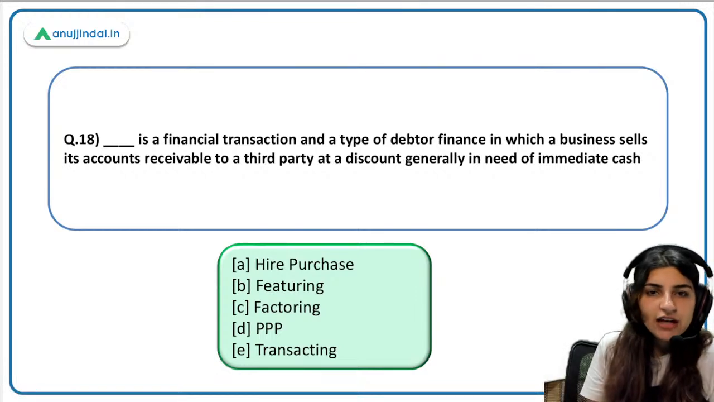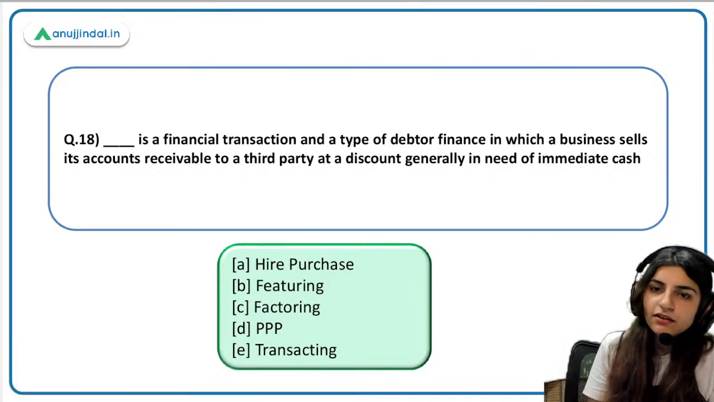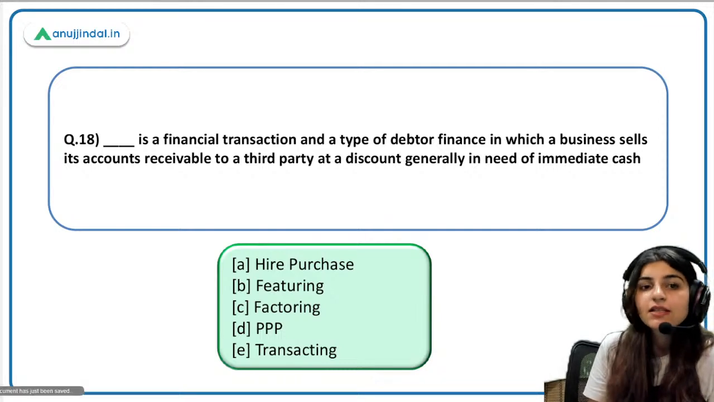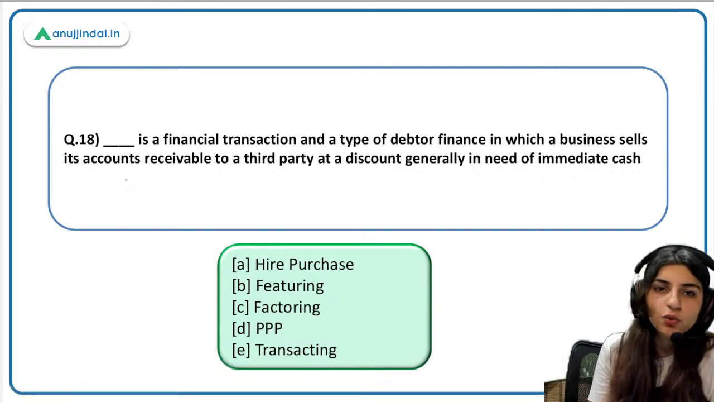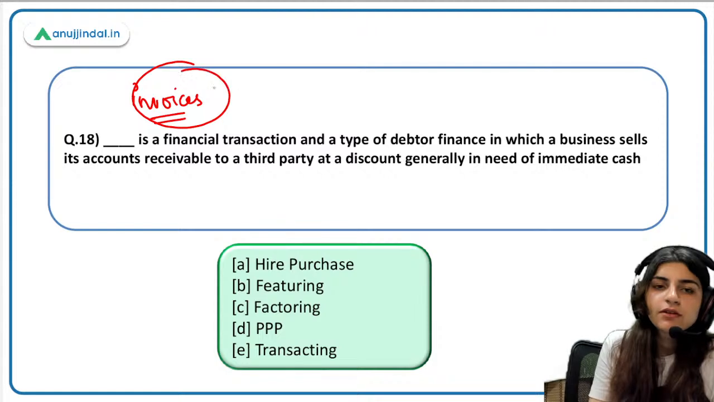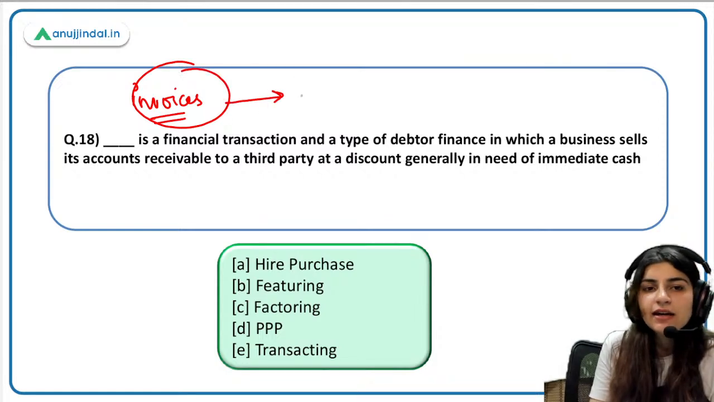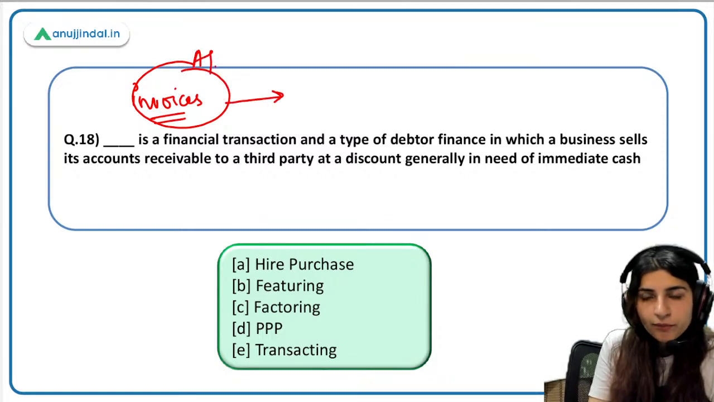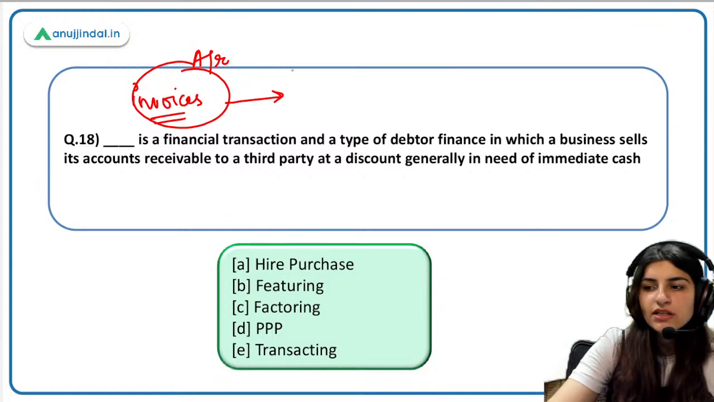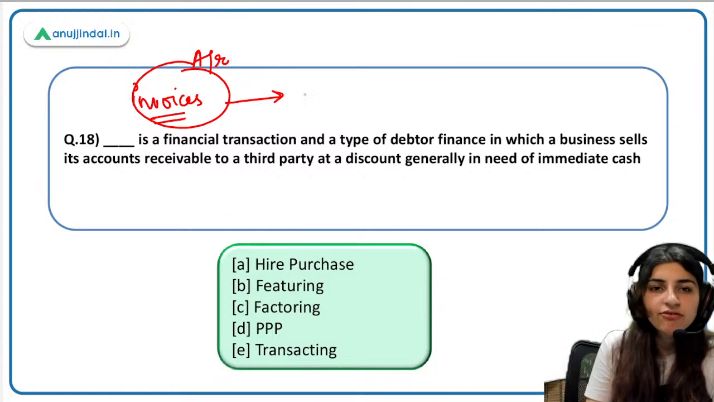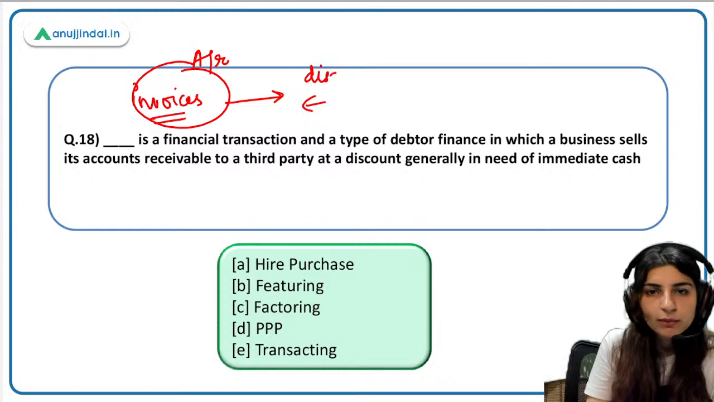Okay, dash is a financial transaction and a type of debtor finance in which the business sells its accounts receivable to a third party. So what happens is a debtor sells their invoices, their accounts receivable, to a third party to receive an amount, and a discount is applied on it.